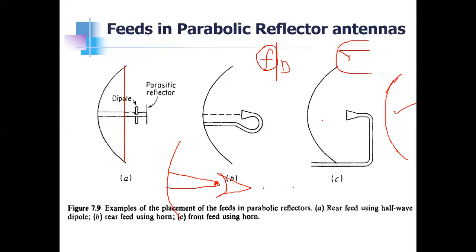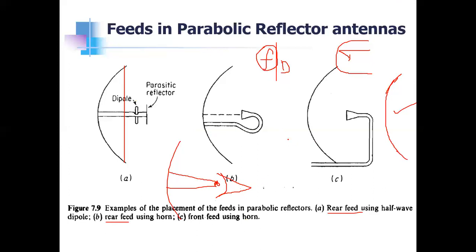Next are the feed supports. So you can see various supports which are seen in this figure. Usually the dipole and the waveguide horn which you see here, A and B, these are open-ended. This is an open-ended waveguide, right? So these can be arranged to feed the parabola from the rear. So these are the rear feed, right? You can see here rear.